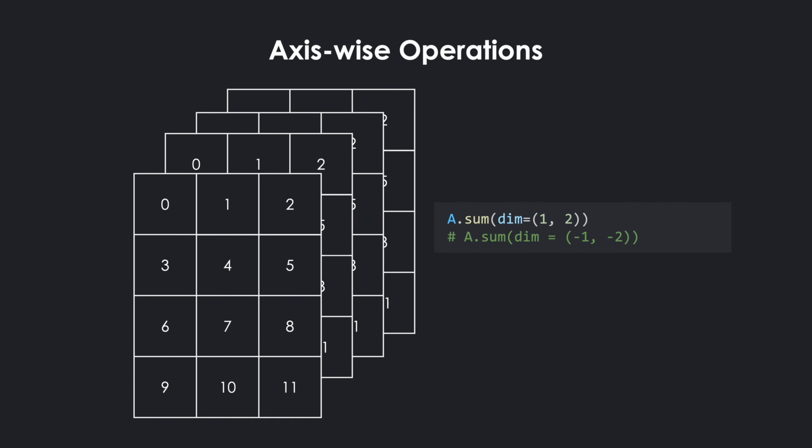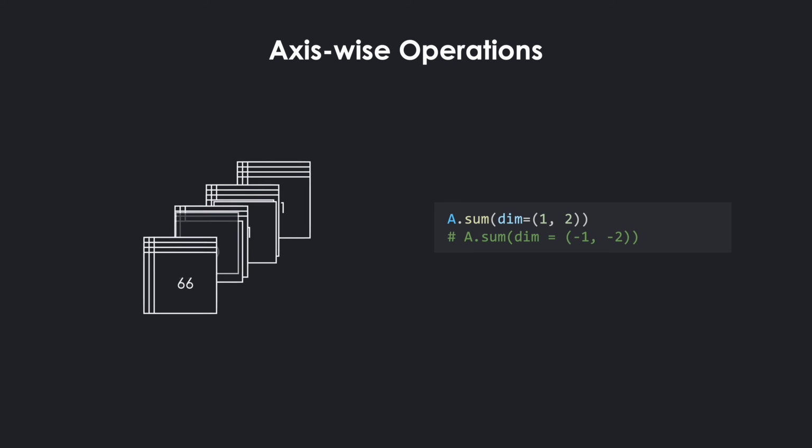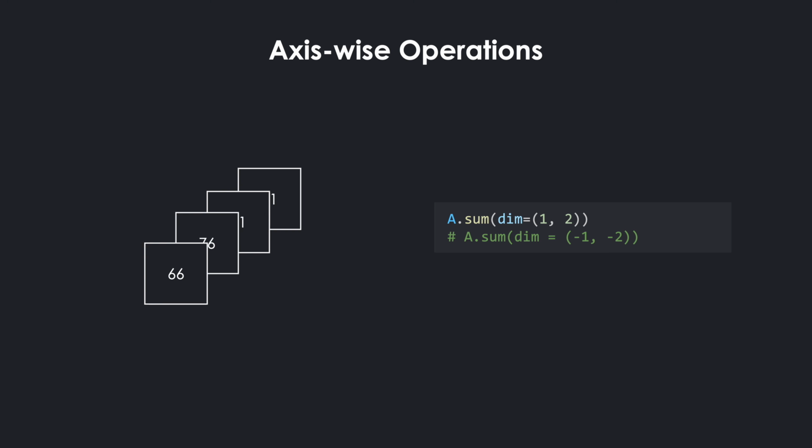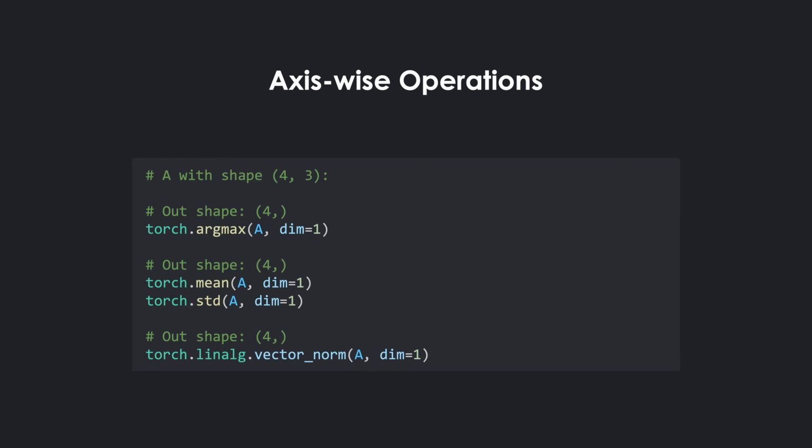You can also set it to a tuple. Let's say you had a batch of matrices of shape N x 4 x 3. You can calculate the sum of all elements for the matrices individually as torch.sum of A with dim=(1, 2), or with dim=(-1, -2) using negative indexing, resulting in an N-element vector. There are many such operations. With torch.argmax, you can compute the index of the largest element. With torch.mean and torch.std, you can compute the mean and standard deviation, and with torch.linalg.vector_norm, you can compute the standard L2 norm along a dimension.